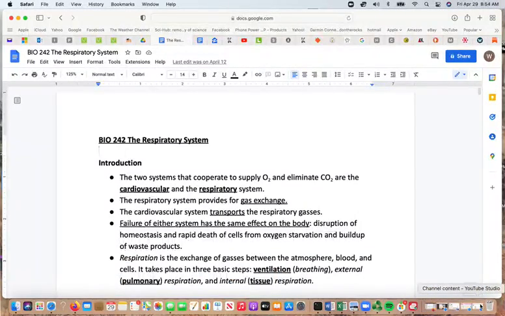Today we're going to look at the respiratory system. So the respiratory system involves interactions between the cardiovascular system and the respiratory system. In order to function, they need to cooperate. Their job is to supply oxygen to the body and eliminate the carbon dioxide waste.